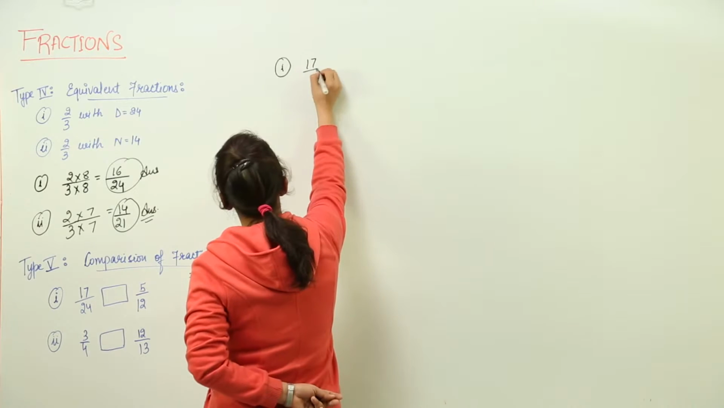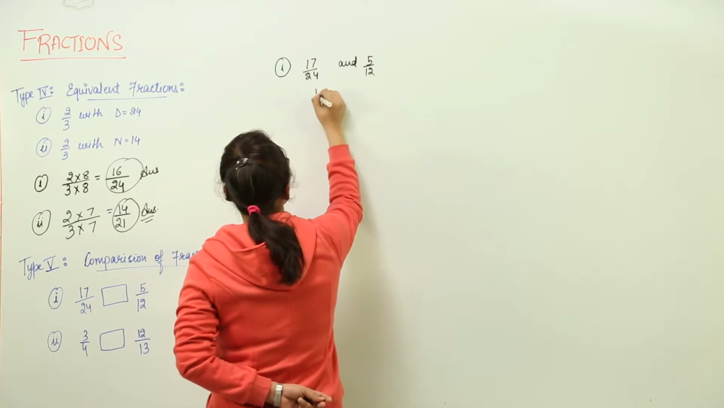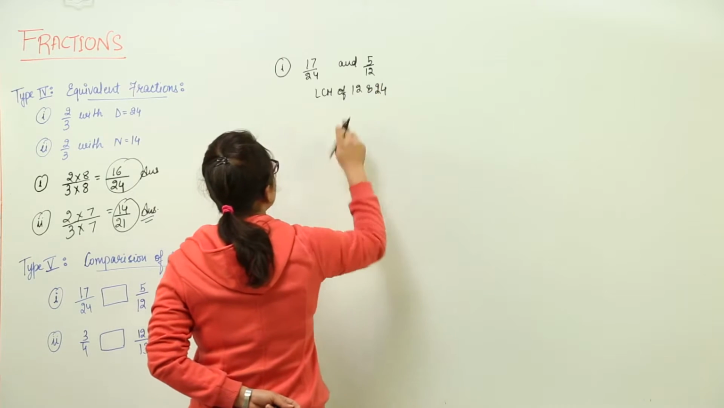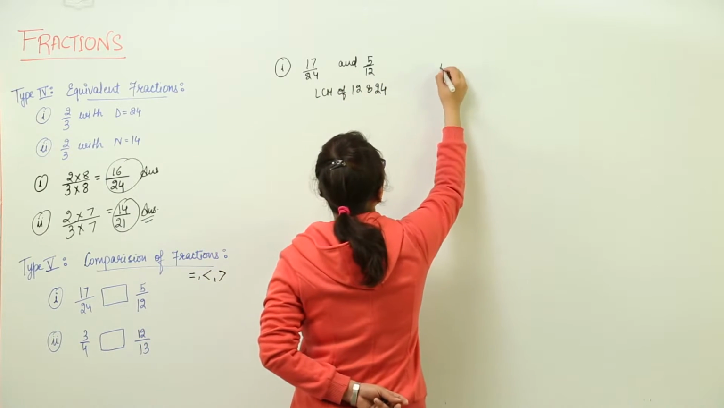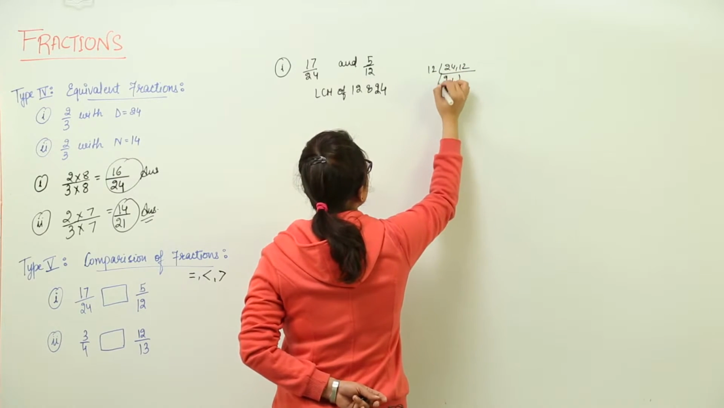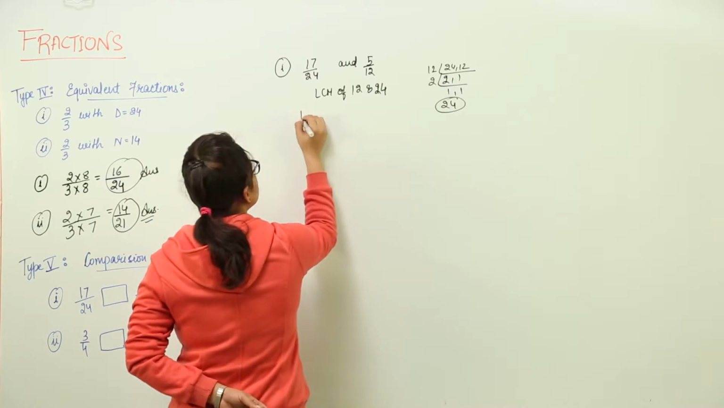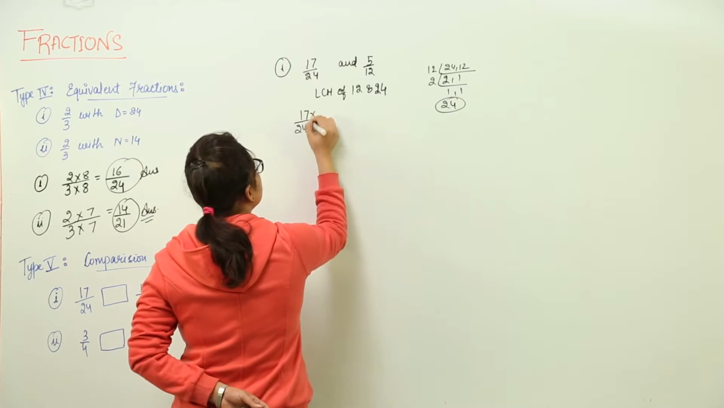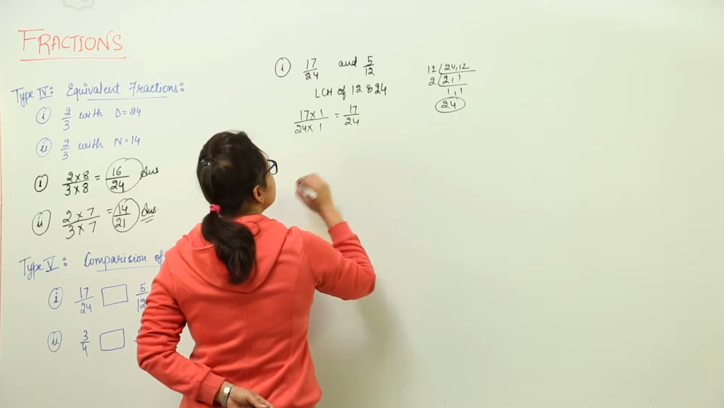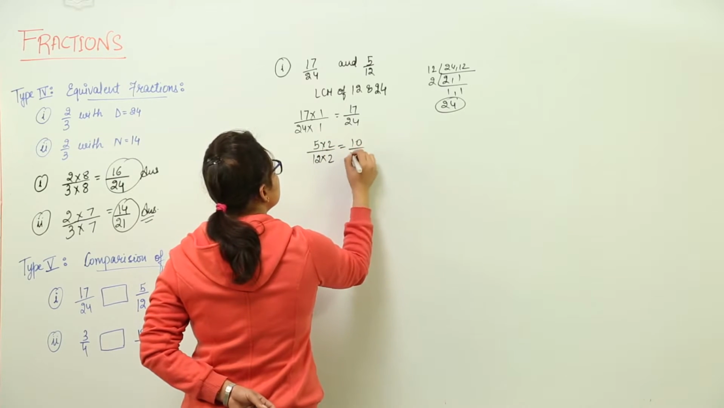We have the fractions as 17 upon 24 and 5 upon 12. Let us take out the LCM of both the denominators, that is 24 and 12. Now for 24 and 12, the LCM would be 24, so 12 2s are 24. That means we have to make the denominator 24 for both the cases. Now for the first one, it will be multiplied with 1, so we get 17 upon 24. For the next one, we have to multiply both with 2 to get 10 over 24.